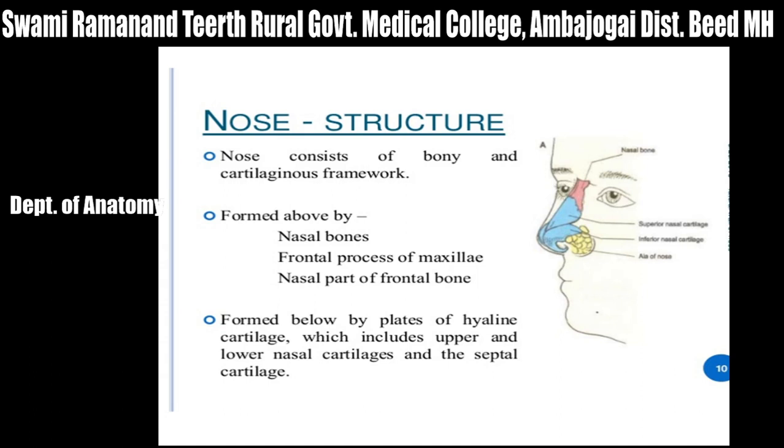It is having various external features, that is the tip of the nose. So this is the tip of the nose. Then this is the root of the nose, where it is attached to the forehead, where it is formed by the nasal bones. Then it is having two pyramidal shaped apertures that are called anterior nares. And this structure which is present on the anterior side is called the dorsum of the nose.